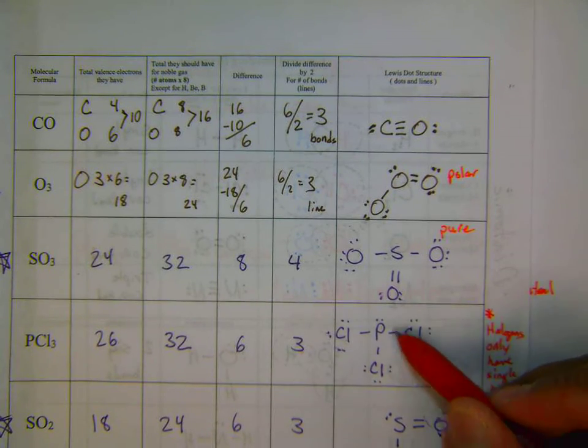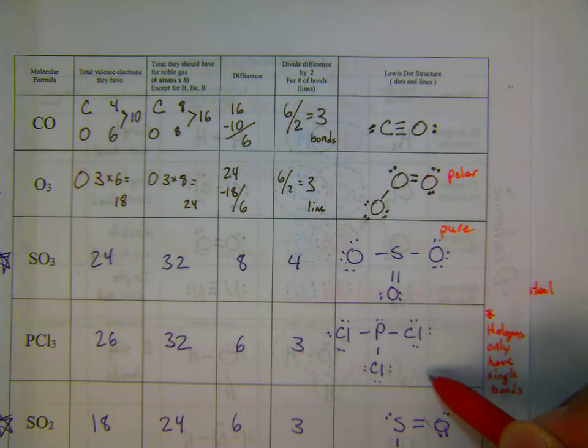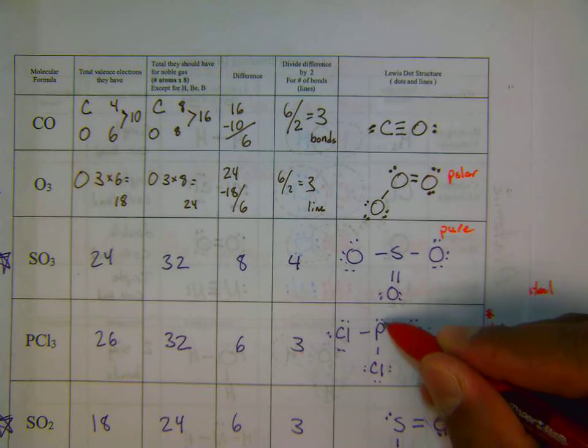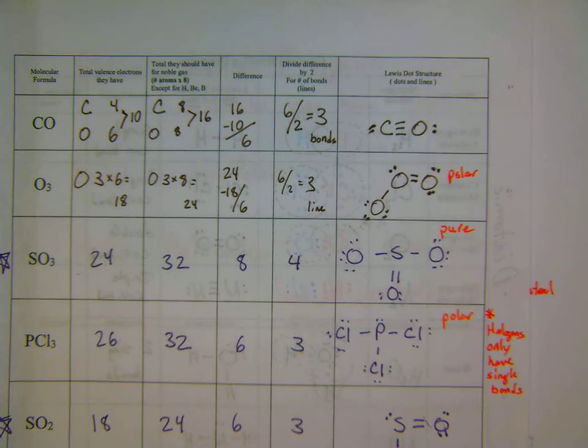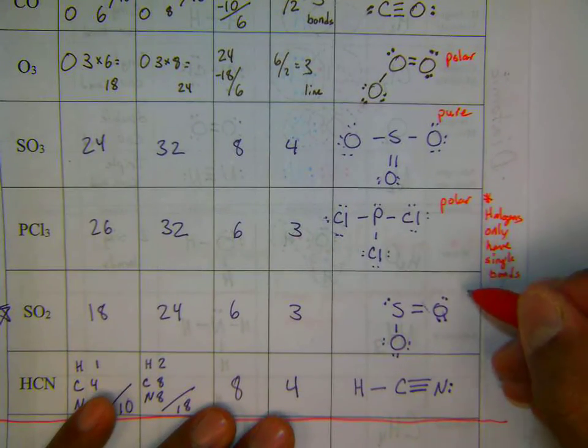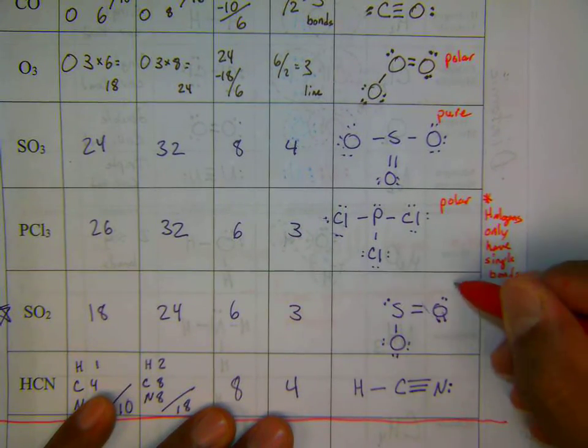PCl3. Is PCl3 polar or pure? Polar, because you see those dots on the central atom. SO2. Is this polar or pure? Polar. See those dots on sulfur? That makes it polar.